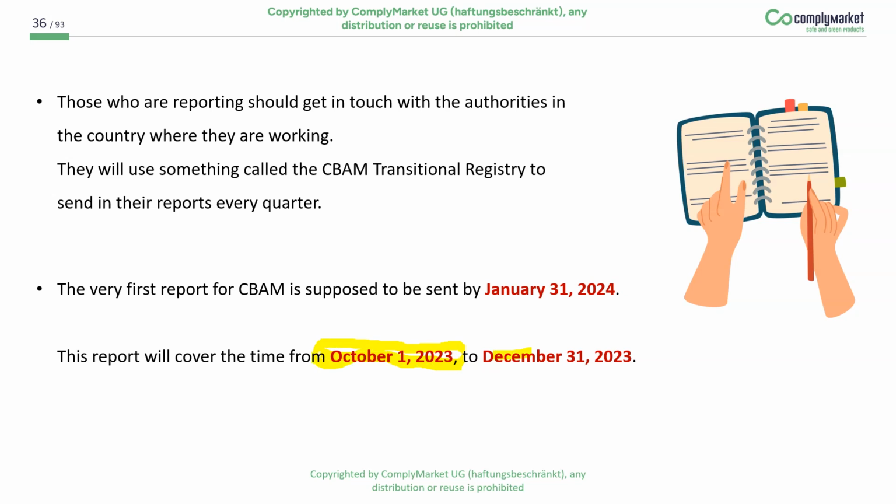If you are between the period of 1st of October until the period of 31st of December, you need to submit your emission or make your declaration for this period. And when you have to make a declaration, you have to make it by end of January 2024.